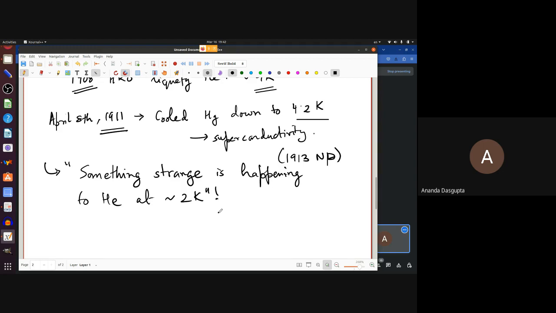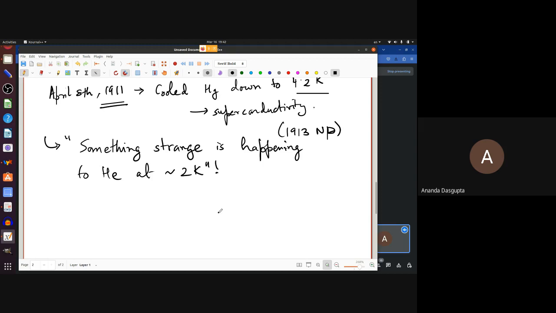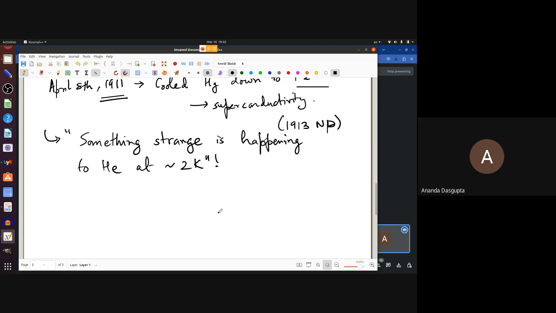However, Kamerlingh Onnes does not really get much credit for superfluidity, and there's a reason for that. First of all, he was so excited with his discovery of superconductivity that he noted something strange was happening to helium at around 2 Kelvin, but he did not pursue this. He was so busy doing experiments with various materials, trying to find superconductivity in different materials, that for around a decade he did not return to this special feature of helium.